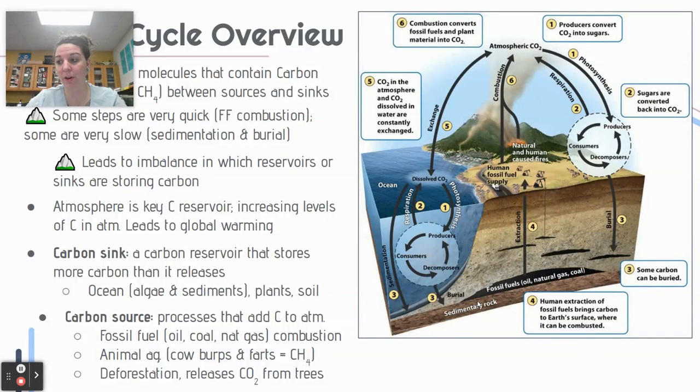So when we look at this diagram over here, a few things I want to point out. When we look at step number 3, it says some carbon can be buried, okay? So when we have those dead things, whether it's on land or in the ocean, when they die, they get compacted over time. They get squished down by either the water or other layers of rock, and they get buried, and they turn over time into either sedimentary rock or fossil fuels. Those are going to take thousands to millions of years to happen. So that carbon is kind of stuck where it is.